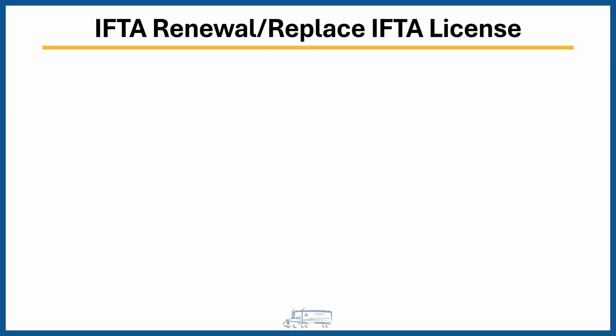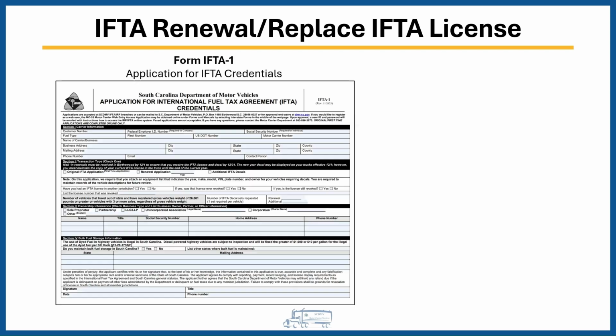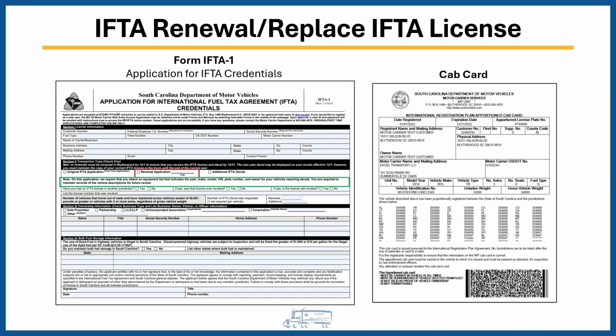The period of October 1st through December 31st is the window during which you may renew your IFTA license every year without a late penalty. On the Form IFTA 1, you will enter the current license year and provide information about the vehicle or vehicles on your fleet, such as the year, make, model, VIN, plate number, and owner of the vehicle or vehicles. A cab card has all of this information and will suffice.